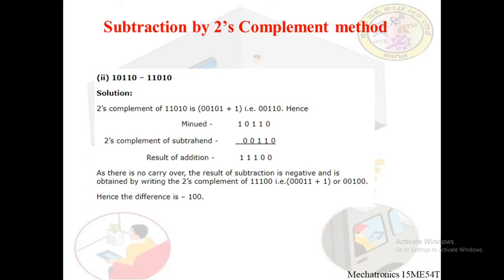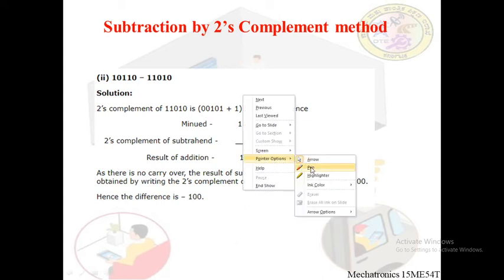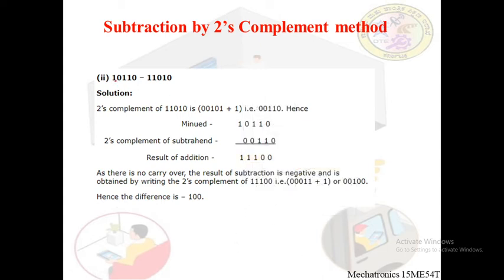Now let us try to understand the subtraction by twos complement method using a simple example. So here we have to subtract 10110 from 11010. Here this is the subtrahend or the larger number. Let us try to find out the twos complement of this number. Minuend should not be disturbed. We should remember it should not be disturbed. We are only interested in the subtrahend when we deal with ones complement and twos complement method.